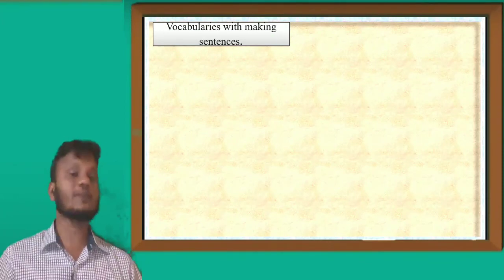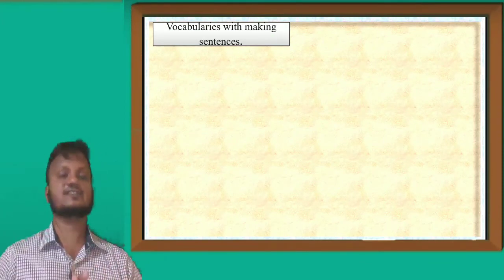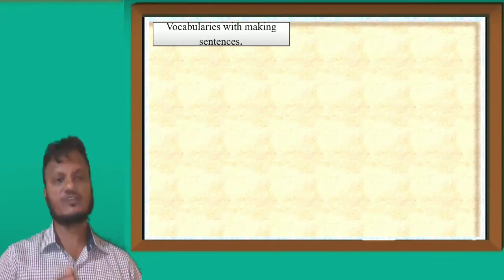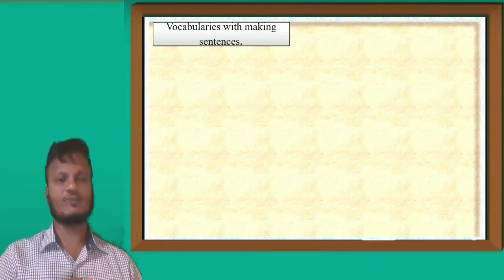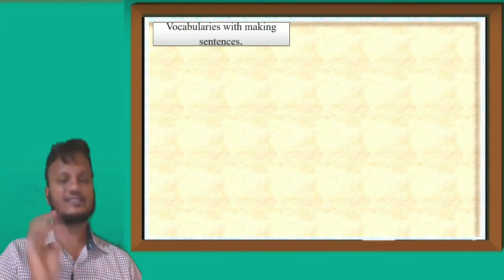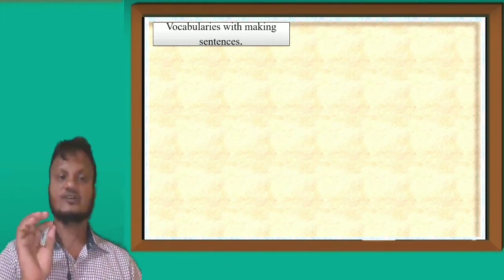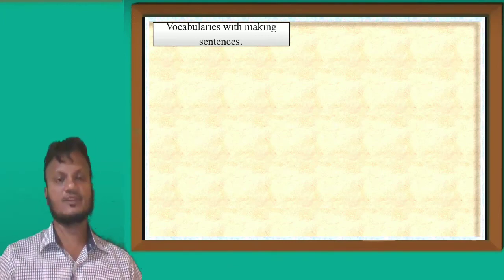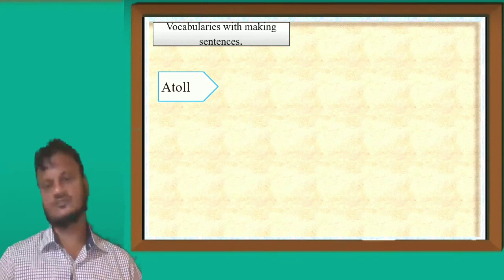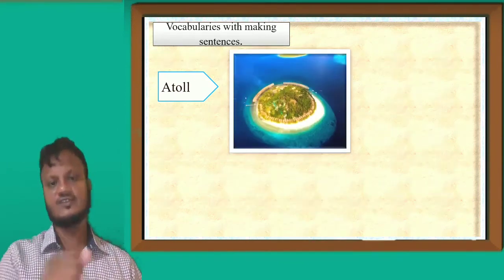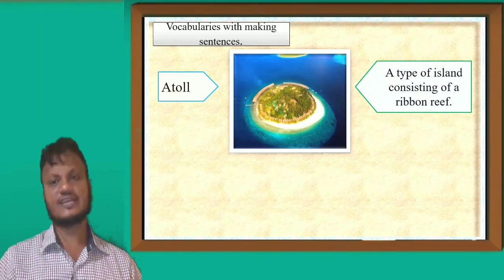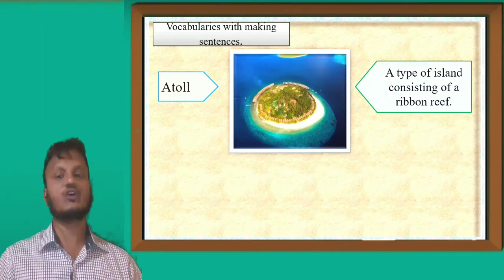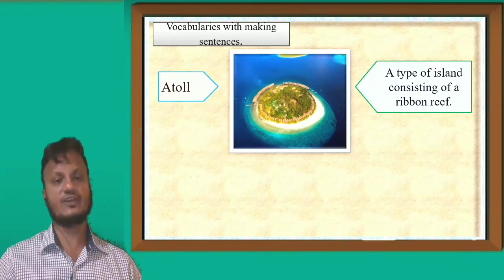Dear students, from the passage you have faced some new words or vocabularies. Now I am going to solve them. I am going to tell their meanings with examples. Now look at atolls. You know atolls. What is an atoll? An atoll is a type of island consisting of a ribbon reef.